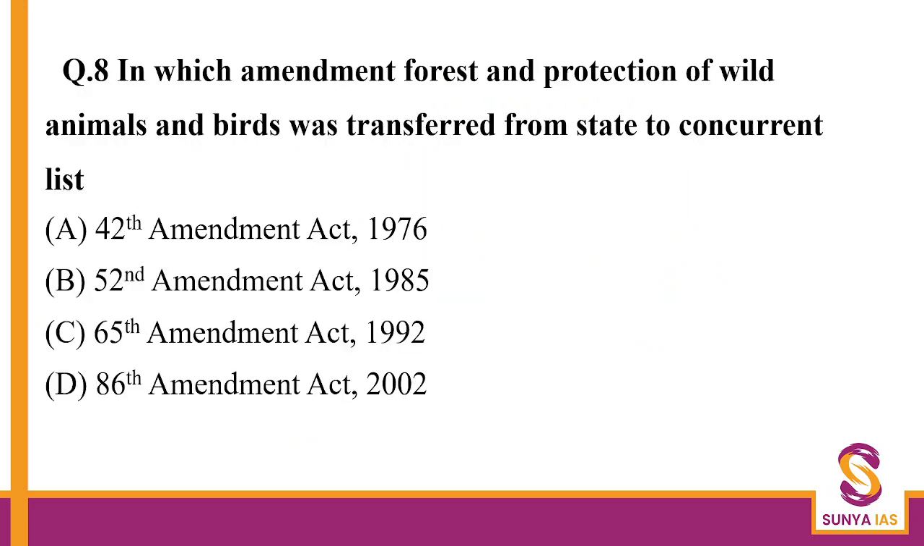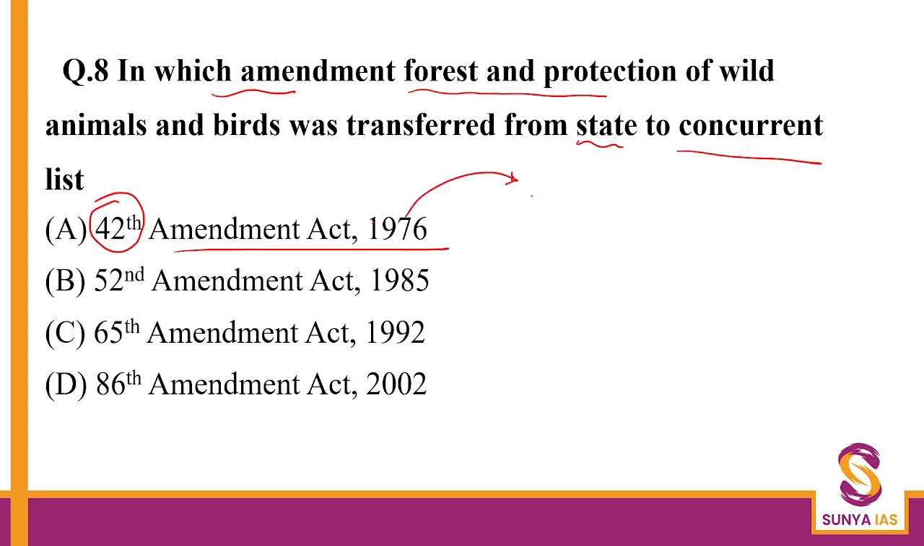Then we see an important amendment under which forest and wildlife protection was transferred from the state list to the concurrent list. There are many amendments mentioned here. The answer is the 42nd Amendment. This is very important because when a subject moves from the state list to the concurrent list, we'll see this when we talk of the Forest Conservation Act of 1980.